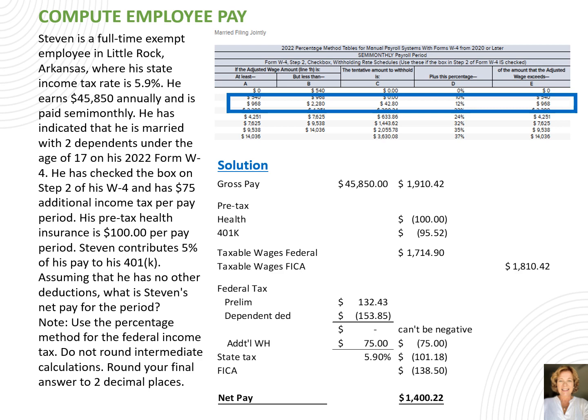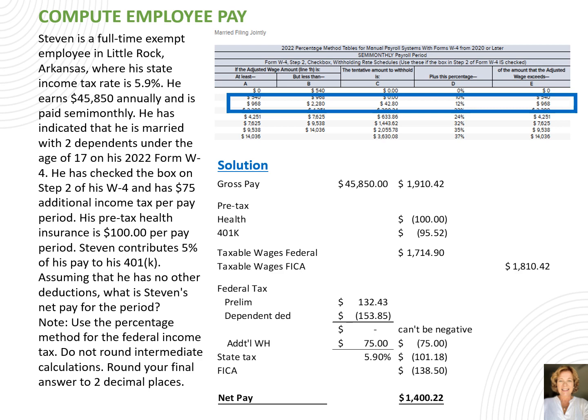He has checked the box on step 2 of his Form W-4 and has $75 additional income tax per pay period. His pre-tax health insurance is $100 per pay period. Stephen also contributes 5% of his pay to his 401k. Assuming that he has no other deductions, what is Stephen's net pay for the period?